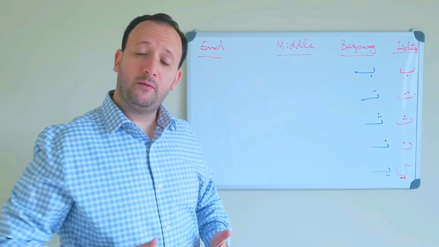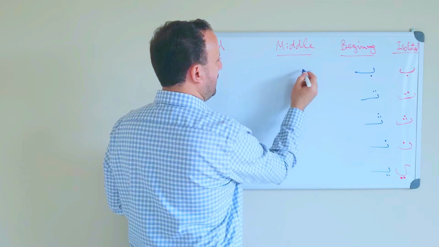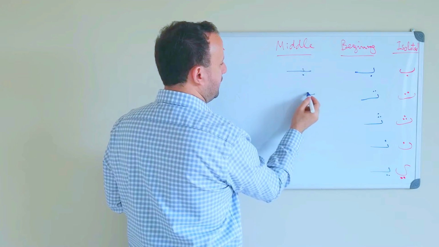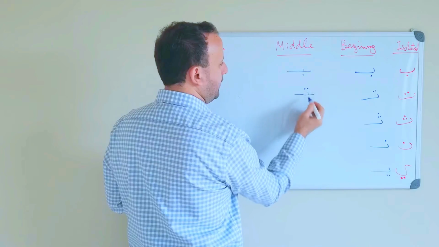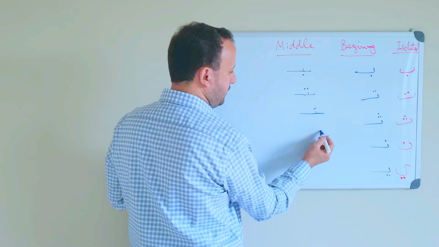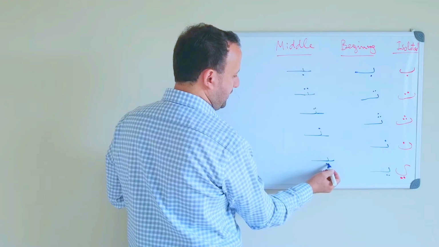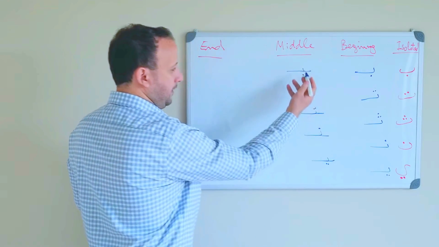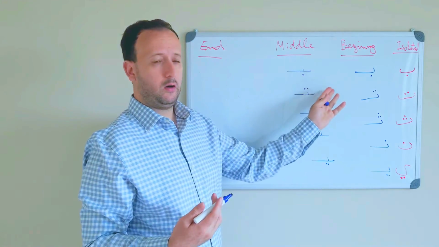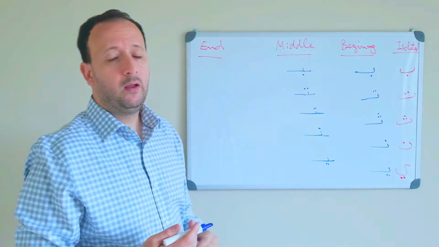In the middle of the word, it's going to look something like this. Of course, everybody has different writing, but it should look something like this. This is ba. This is ta. This is tha, right? This is noon. And this is ya. As you can see, again, they all look the same except the dots. Of course, we assume there's another letter here and another letter here because those are in the middle.